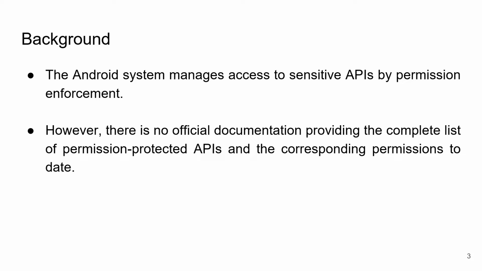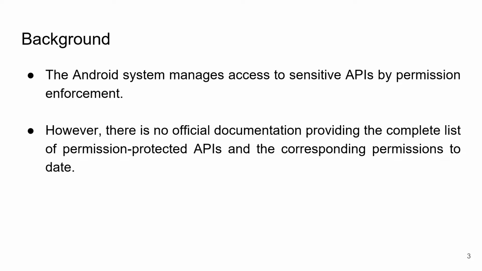Secondly, the Android system manages access to the sensitive APIs by permission enforcement. When an application needs to use any of the protected features of an Android device, it must obtain the appropriate permissions. Most of the permission checks are defined in the Java API framework layer, while there are several of them defined in the C native library layer.